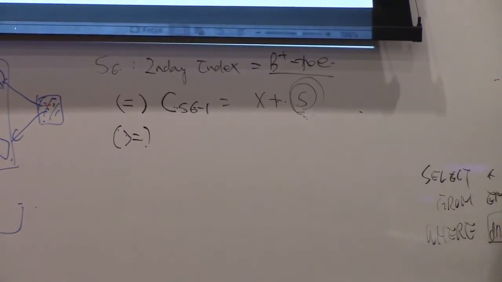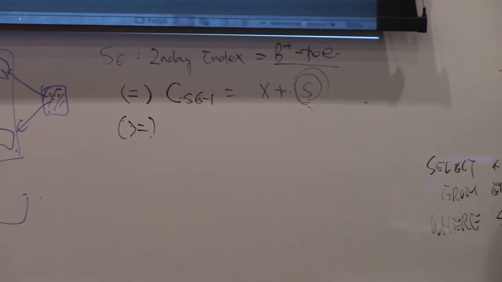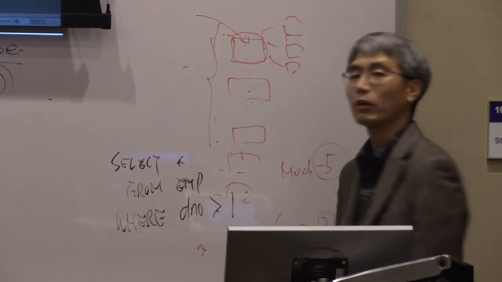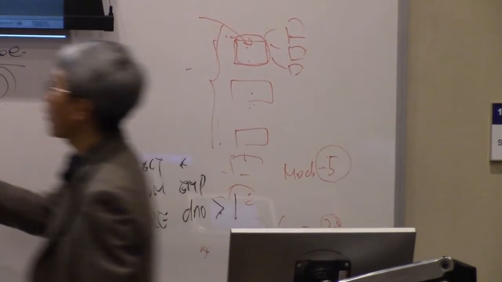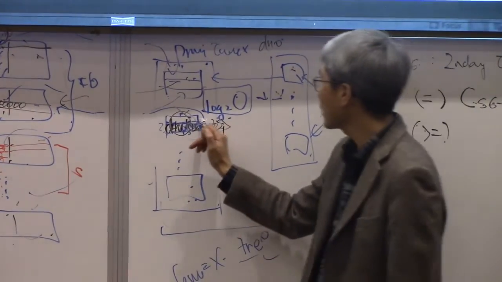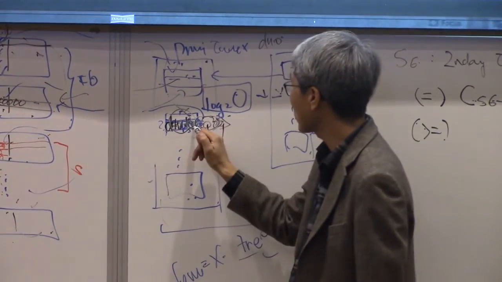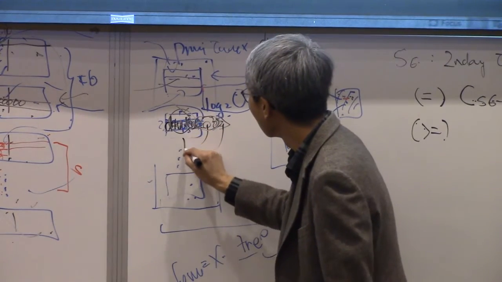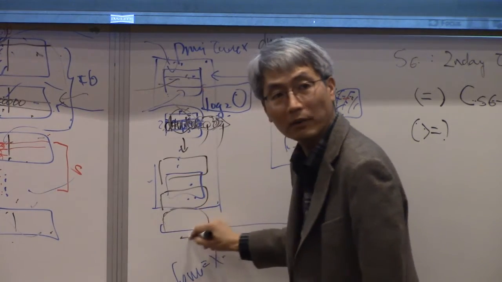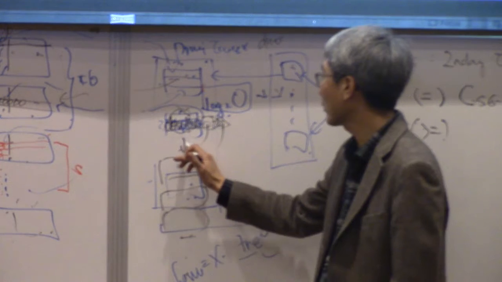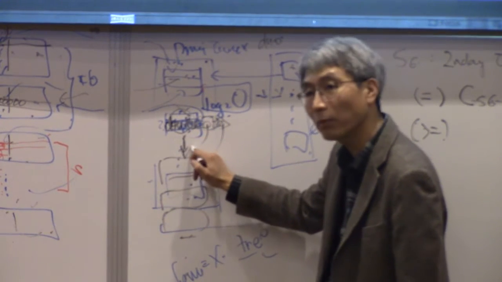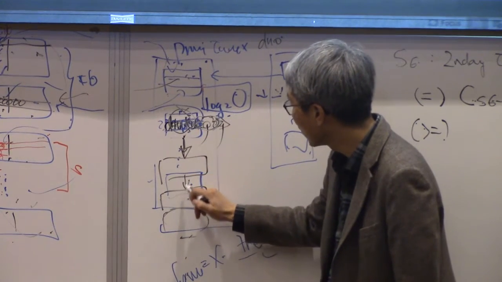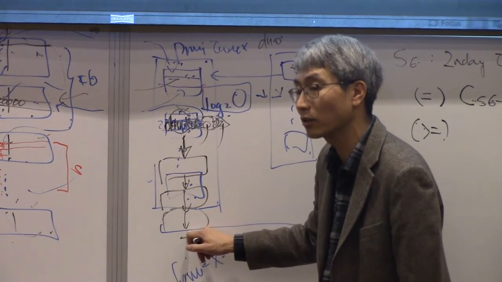Inequality. For example, let's say DNO bigger than 1. Using B+ tree, you need to find DNO equal to 1, right? Then this one has the pointer for this. And also, this one is the inequality. Inequality means 2, 3, 4, 5, till the end. Because one of the characteristics of the B+ tree is that it has a sibling pointer. So using the sibling pointer, you can access the next index block, next index block, next index block.